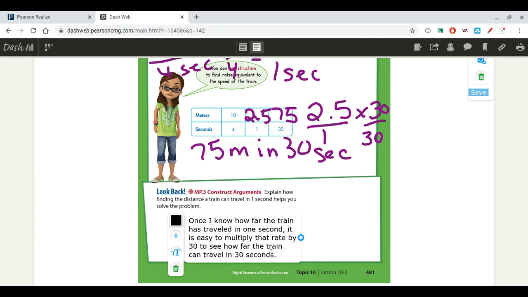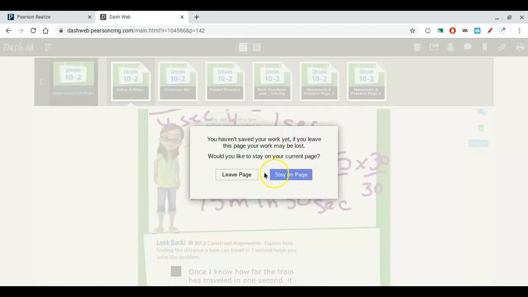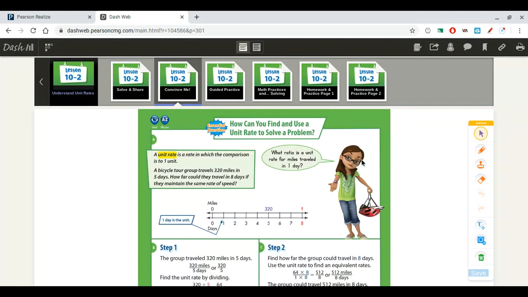So once I find that unit rate, I can take that unit rate and I can multiply it by 30, I can multiply it by 120, I can multiply it by 560, and that would tell me how many meters I would travel. So I can use that unit rate to help me determine how far the train can travel in X number of seconds. All right, so let's go ahead and move into the Convince Me page and look at our visual learning.